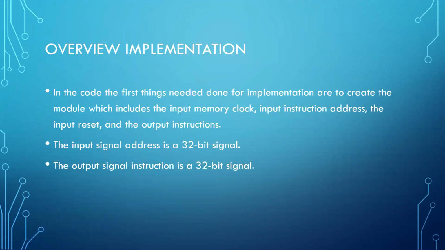For my implementation overview, I did a lot of research on trying to figure out how to implement it. It wasn't very successful, but from what I gathered, the first thing you need to do, obviously, is create your module, which includes the input memory clock, the input instruction address, the reset, and the output instructions. The input signal address and the output signal instructions are only 32 bits. They can't be 64 bits because it only brings in 32 bits at a time. That's from what I gathered.